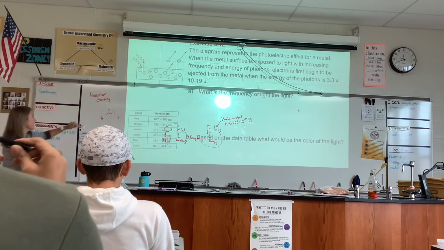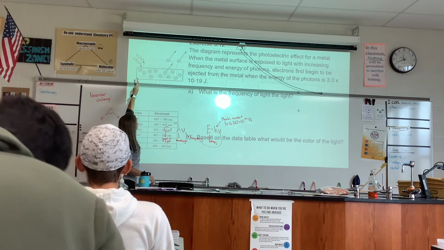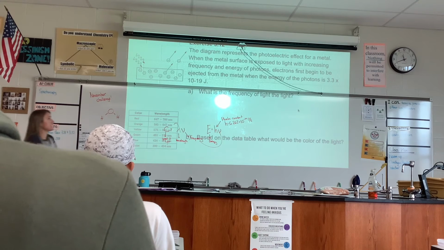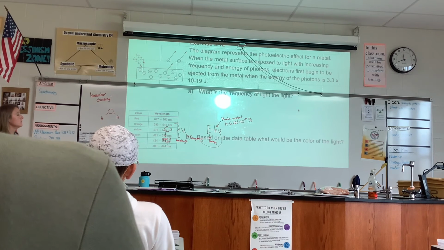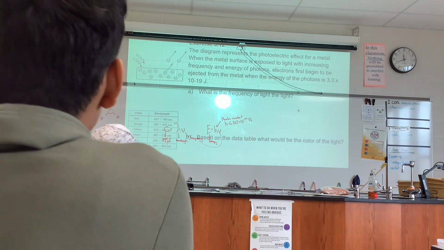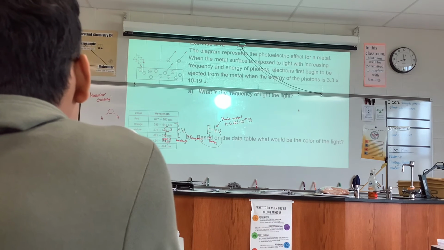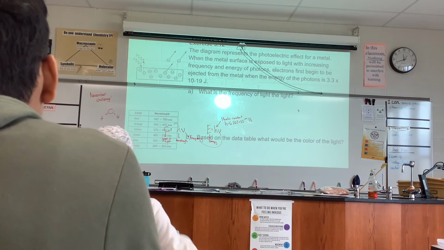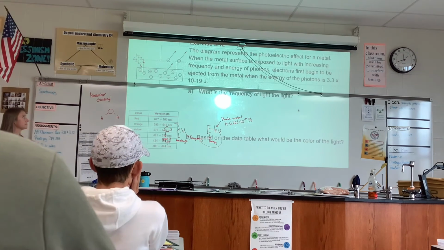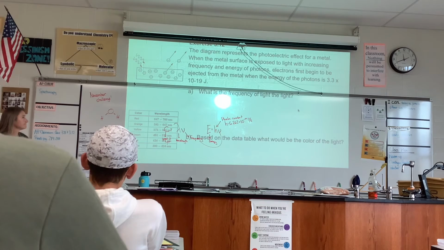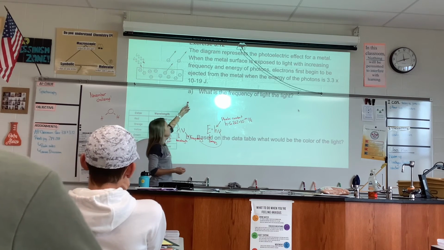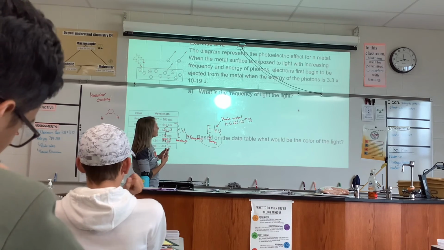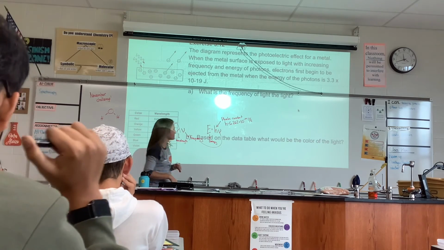All right, so we have this diagram here. Those are our lights we're shining on. It says, that diagram represents the photoelectric effect for a metal. When the metal surface is exposed to light with increasing frequency and energy of photons, electrons first begin to be ejected from the metal when the energy of the photon is 3.3 times 10 to the negative 19 joules. Question A says, what is the frequency of the light?